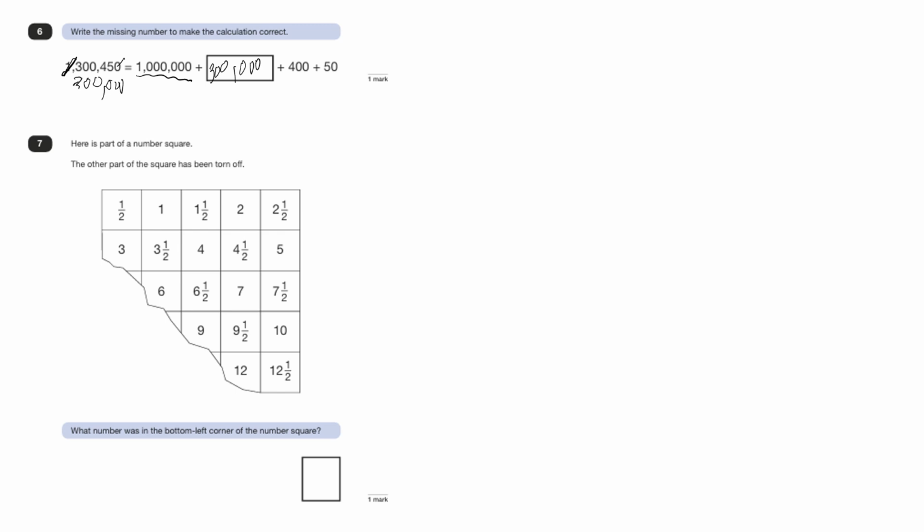The next question, question 7, here is a part of a number square. The other part of the square has been torn off. Write the number, what number was in the bottom left corner. So we just fill it in like this first. We know we've got a row here, just so we can see what's missing. So again, it's counting up in half. So this would be 5.5, 6, 6.5, 7.5, 8, 8.5, 10, 10.5. It would be 10.5.